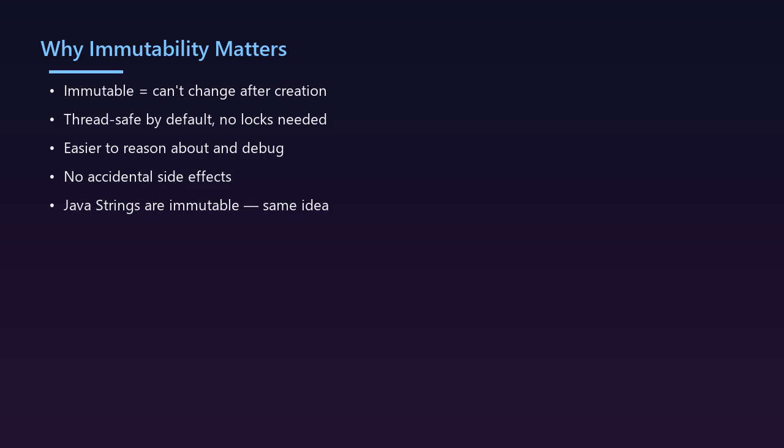Immutability. An immutable object, once created, can never be changed. No setters. No modifications. Why does this matter? First, thread safety. Immutable objects can be shared across threads without any locks or synchronization. Second, easier debugging. If an object can't change, you always know its state. No surprises. Third, no accidental side effects. You pass an immutable object to a method, and you know it won't be modified behind your back. Java strings are already immutable. The same principle applies to your own classes.